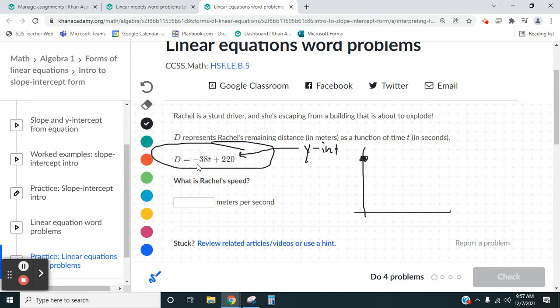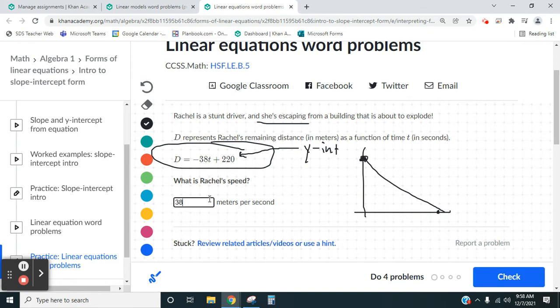Because you're working down, like as you keep going, you're getting closer and closer. What's she doing? She's escaping the building, right? This is the distance she has left to go. When she is out of the building, her distance will be 0, right? So it's going down. So what's her speed then? Well, her speed is 38.